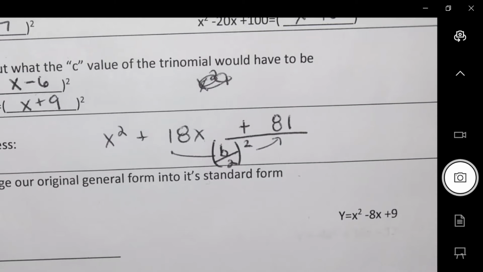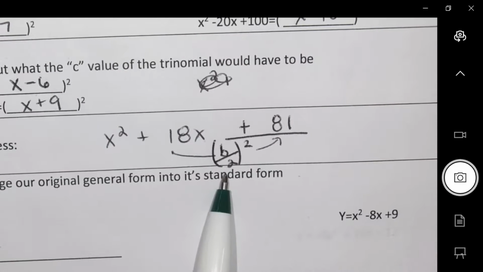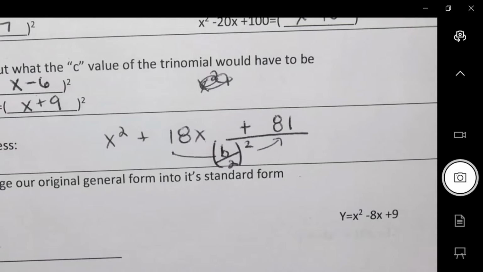Because I knew the number I was thinking of has to double to 18, therefore I took the 18 and divided it by 2. 18 divided by 2, get it in your head, 9 squared. Okay.